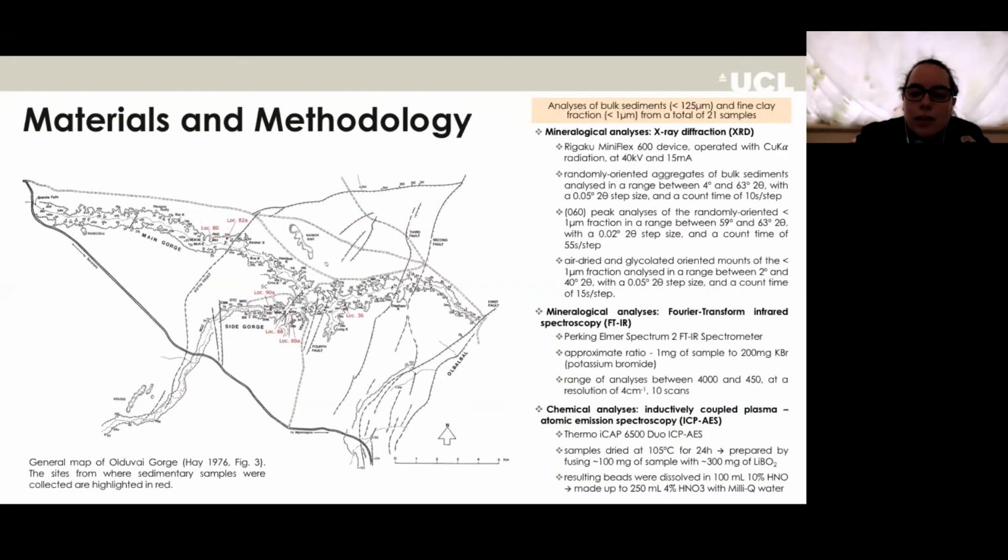For my project, samples were collected from 6 different sites throughout the gorge and from different units in the stratigraphic sequences of beds 1 and 2. Both bulk sediments and fine clay fractions are being investigated, though the focus is on the latter. Mineralogical analyses were carried out with X-ray diffraction and Fourier transform infrared spectroscopy, and chemical analyses were done with inductively coupled plasma atomic emission spectroscopy.